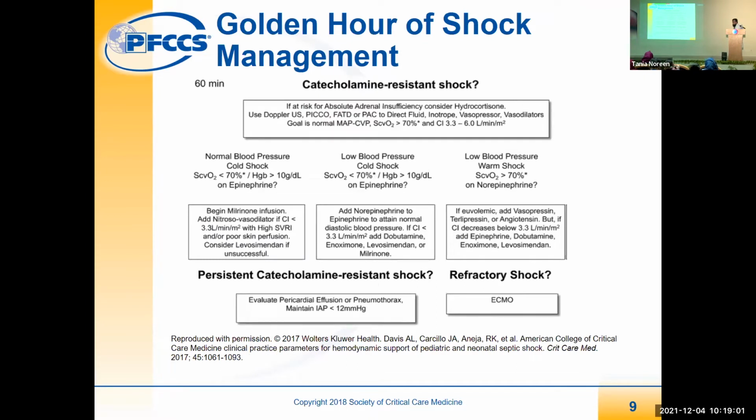So first is giving lots of volumes and revaluing the patient. If the patient is not responding to the volumes, then we start inotropes. Okay, now we are almost at 1 hour. The patient is not improving with giving the volume and starting inotropes, and now there are some patients who are catecholamine resistant, so we can try the hydrocortisone here.